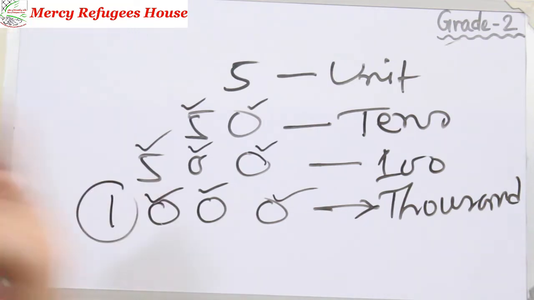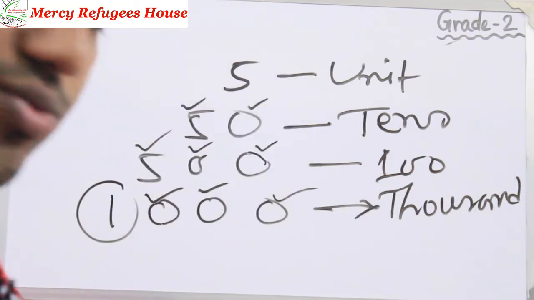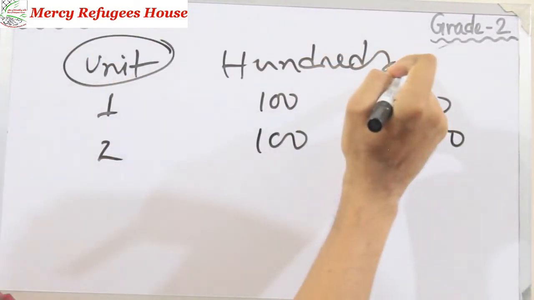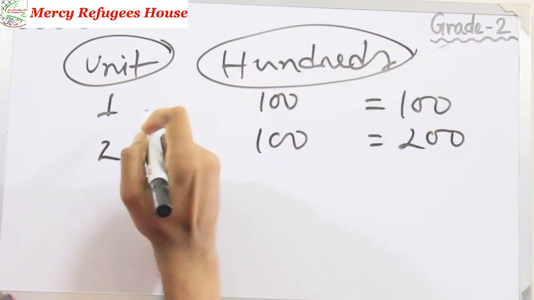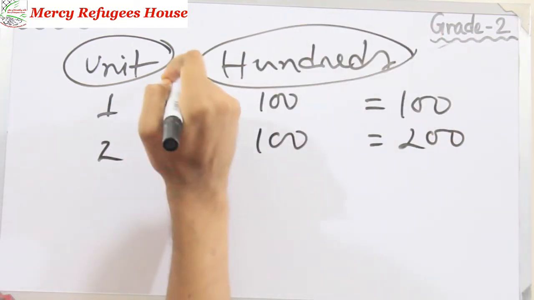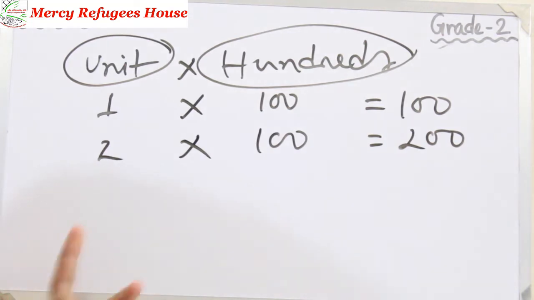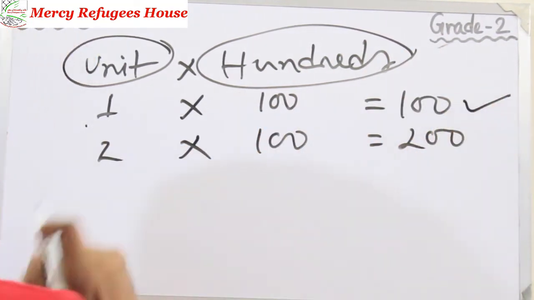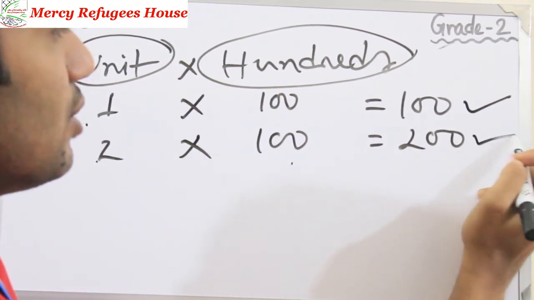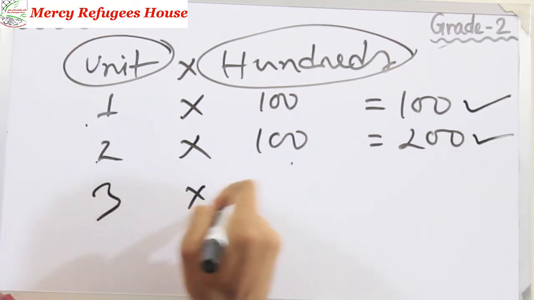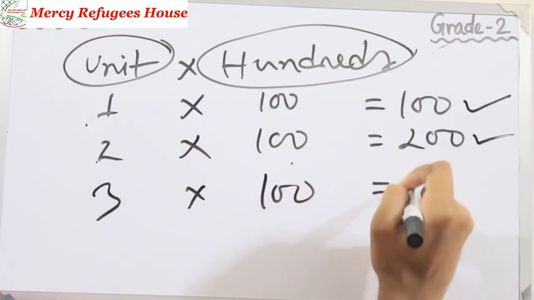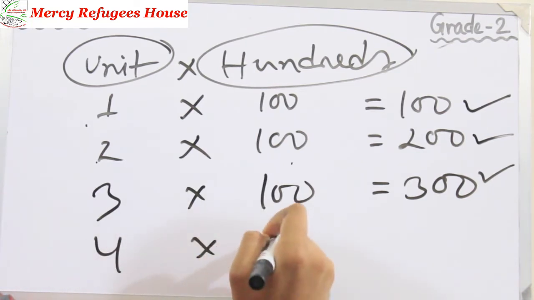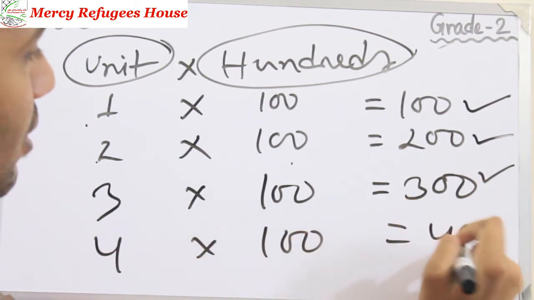Okay, once they have learned it, you go to the next one. The next thing you will teach the students is the combination of units and hundreds. If we multiply the units and hundreds, we get this. 1 into 100, we get 100. 2 into 100, we get 200. 3 into 100, we get 300. 4 into 100, we get 400.